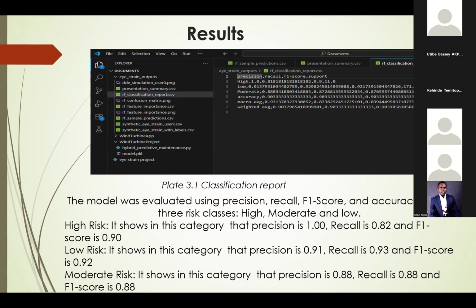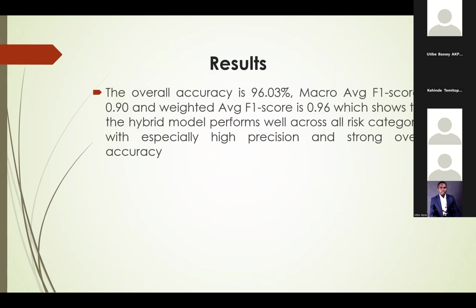In the high risk category, the precision is 1.0, the recall is 0.82, and the F1 score is 0.90. For the low risk category, the precision is 0.91, the recall is 0.93, and the F1 score is 0.92. And in the moderate category, it shows the precision. This just shows the evaluation of the model, to check whether it is accurate or not and to check where to work on. The overall accuracy is 96.03, and the macro average F1 score is 0.90.